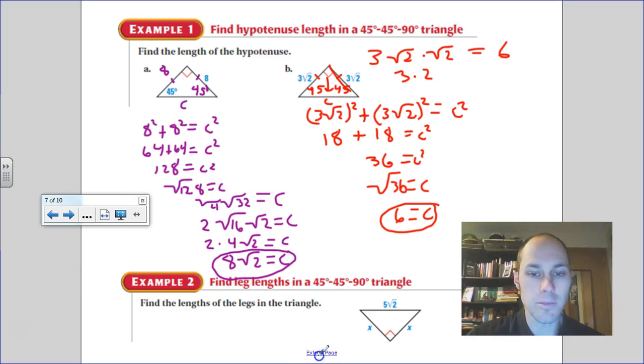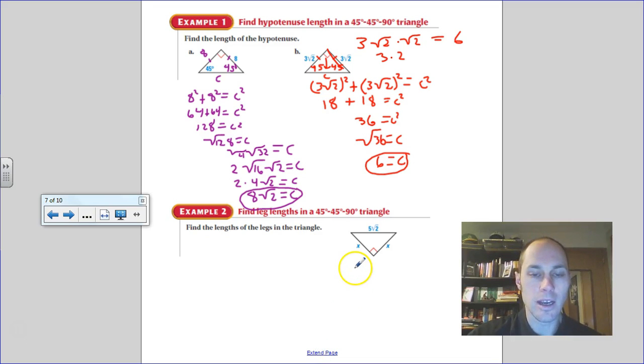Let's take a look at the example on the bottom of the page. Here we know the hypotenuse, and we know the two side lengths are the same. If two side lengths are the same, we've got two congruent angles, which happen to be 45 degrees. So let's see what happens when we try to find the two lengths of the legs. So x and x are the a and b. So x squared plus x squared equals 5 square root of 2, the hypotenuse, squared.